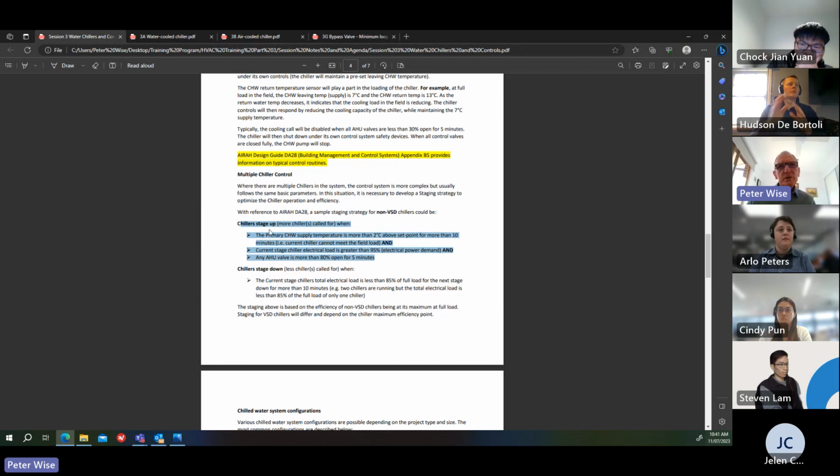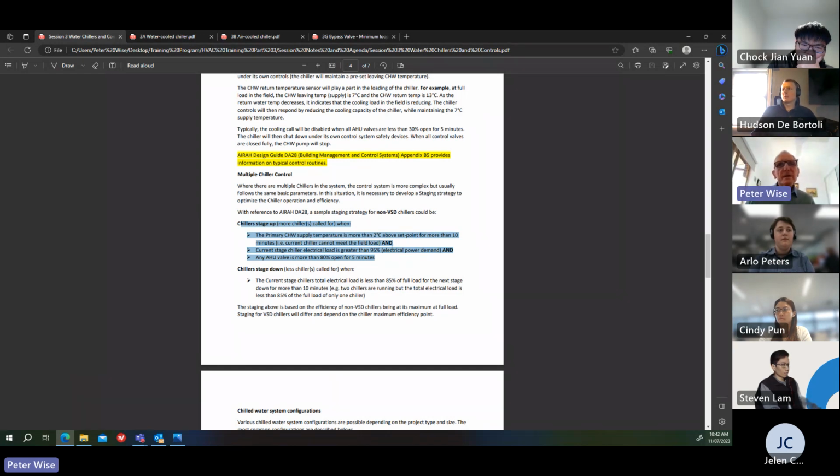Staging up, or more chillers are called for, when the primary chill water supply temperature is more than 2 degrees above the set point for more than 10 minutes. Again, this is from DA28. You might have your own ideas on how to do this or talk to the manufacturers. But that's indicating if you can't maintain the leaving temperature from the chiller, it means the chiller can't produce enough capacity to achieve that. So you need to bring on another chiller.